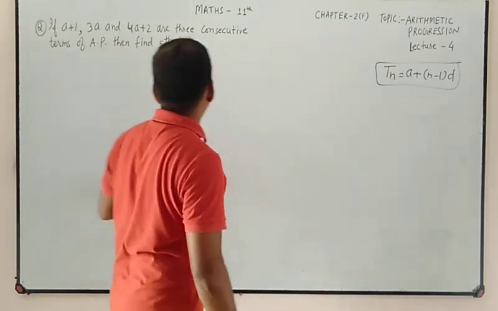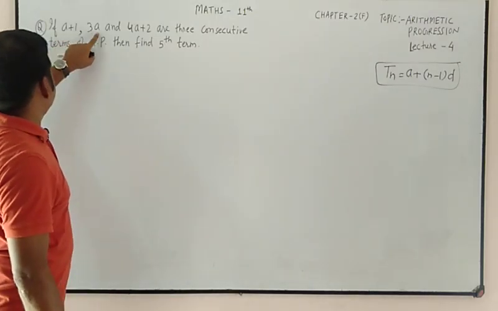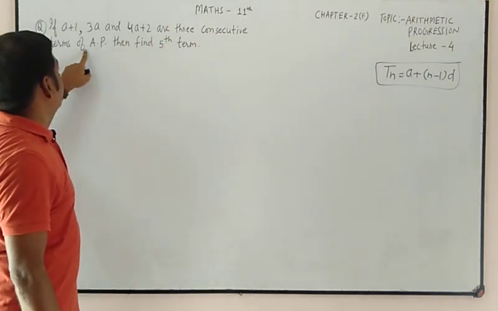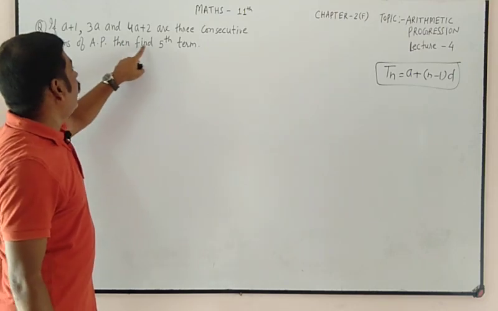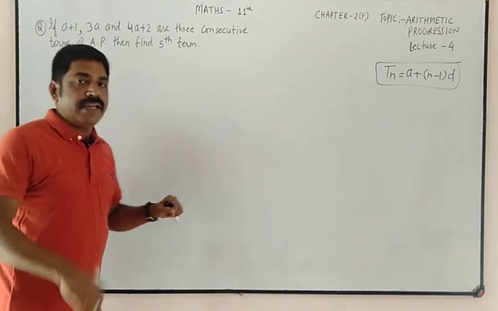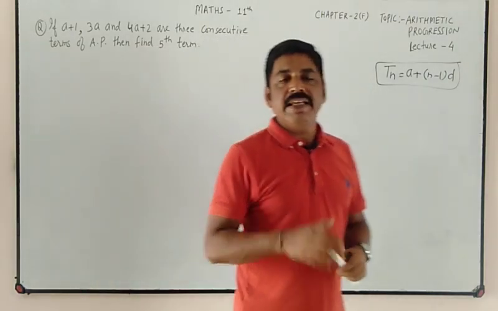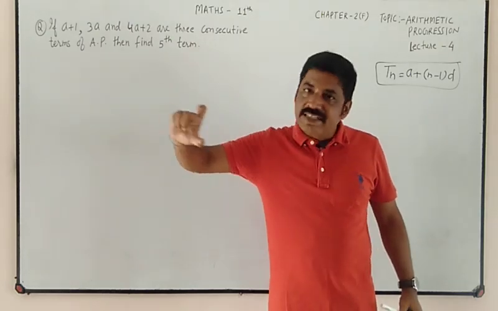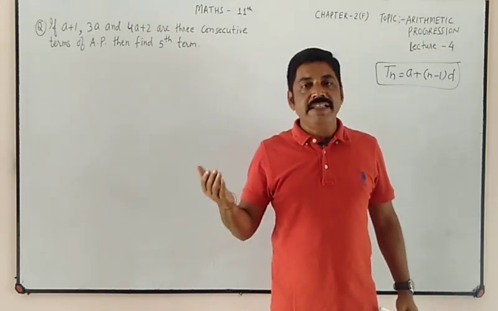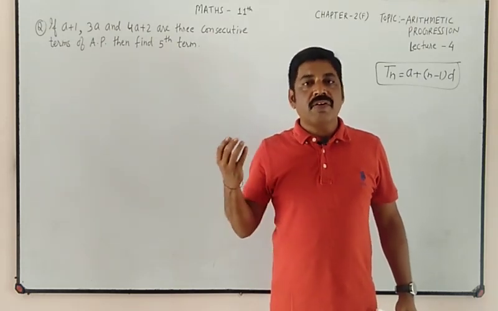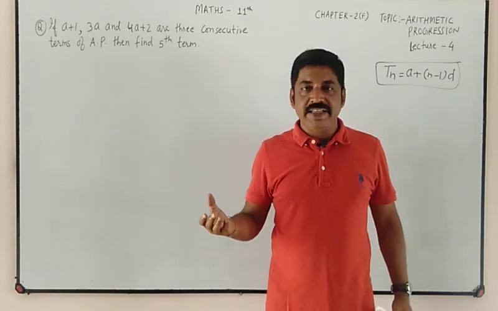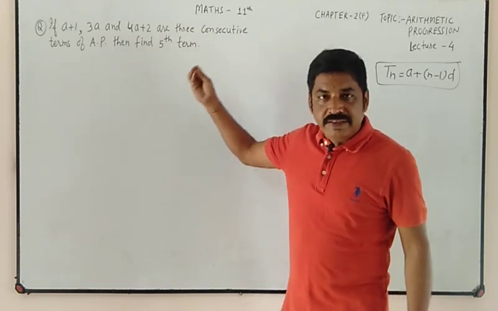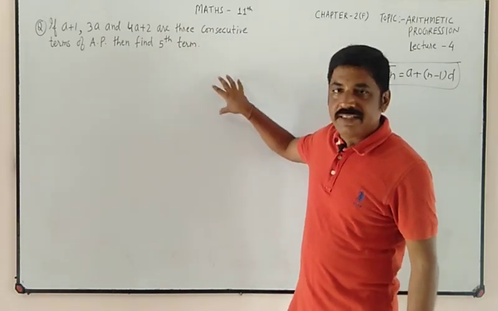Clear? Now see in this question, if a plus 1, 3a, 4a plus 2 are three consecutive terms of AP, then find fifth term. So what we have given? We have given three consecutive terms. In last question we have given the series. With the help of series we can easily find first term, common difference. Okay, but in this question what we have given? Three consecutive terms. Consecutive means three terms given in a row.